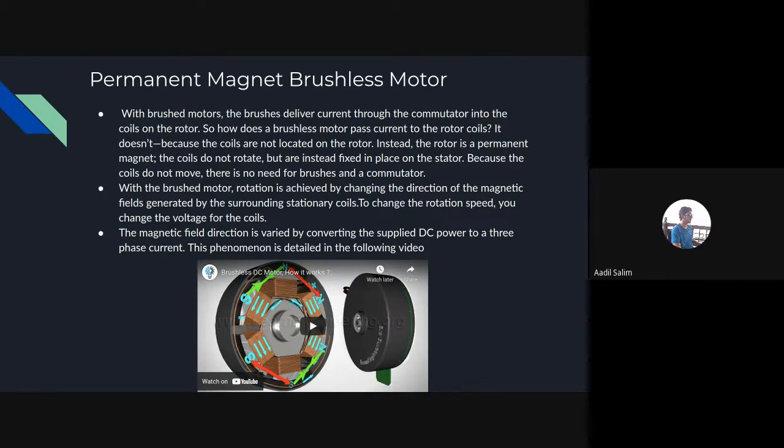How does a brushless motor pass the current to the rotor coils without any commutator brushes or anything like that? The answer is it doesn't, because there are no coils located on the rotor. The rotor is not a coil or an armature, it is a permanent magnet. The coils are located in the stator, and the stator does not rotate.